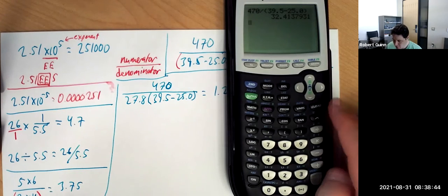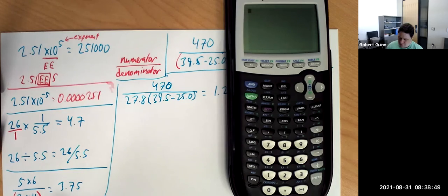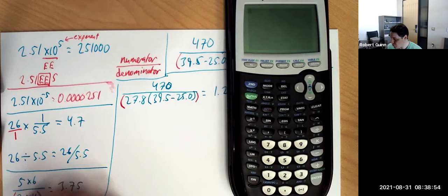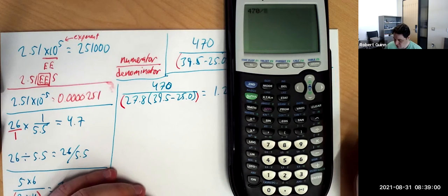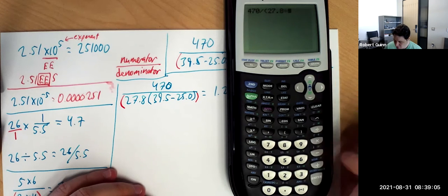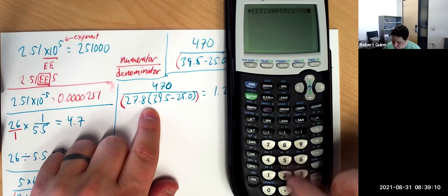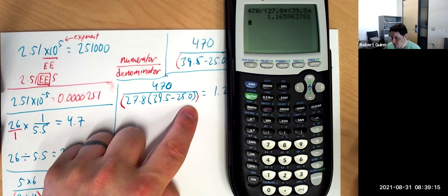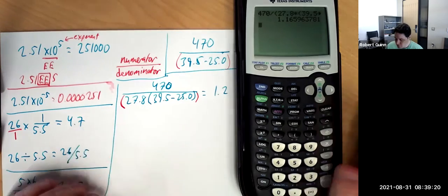So in this case, we're going to have that same problem where it doesn't stay in the denominator. To get around that, I'm just going to wrap the whole denominator in another set of parentheses. So it'd be 470 divide left parenthesis 27.8 times left parenthesis 39.5 minus 25.0, and then we have right, so 2 right parentheses, enter. We get 1.16, which rounds up to 1.2.